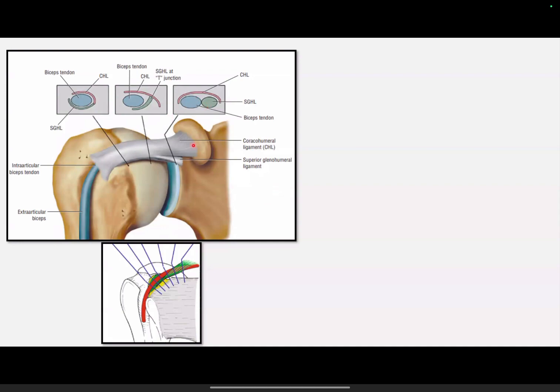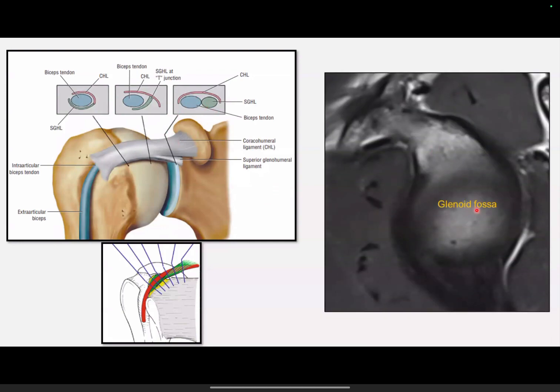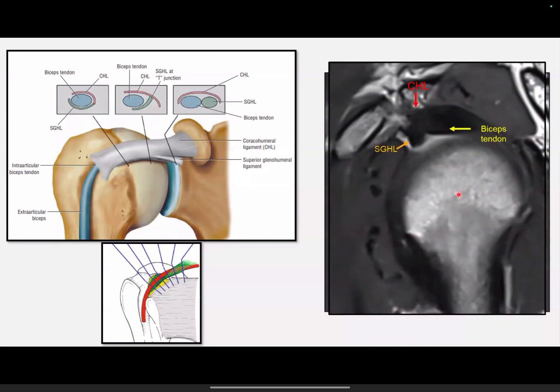Here you can see this is the most medial part, at the glenoid fossa. Here you can see the superior glenohumeral ligament is just medial to the biceps tendon. Here also you can see the biceps tendon arises from the superior glenoid tubercle, and the SGHL also arises from the superior glenoid tubercle, just anterior to the biceps tendon. In this image, this is the biceps tendon, this is the SGHL, and this is the coracohumeral ligament, which forms the roof, going above and over the biceps and SGHL.